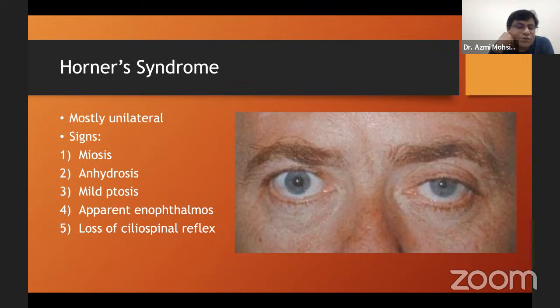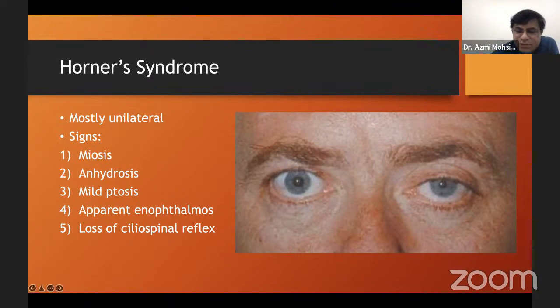And then there's loss of the ciliospinal reflex. You've seen the lioness of the lion when they pick up the cubs. They catch hold of the cubs by the nape of the neck. So when you pinch the nape of the neck in other mammals, they actually wince their eyes, right? That's called the ciliospinal reflex. That also is a sympathetic response, so that also will be lost.